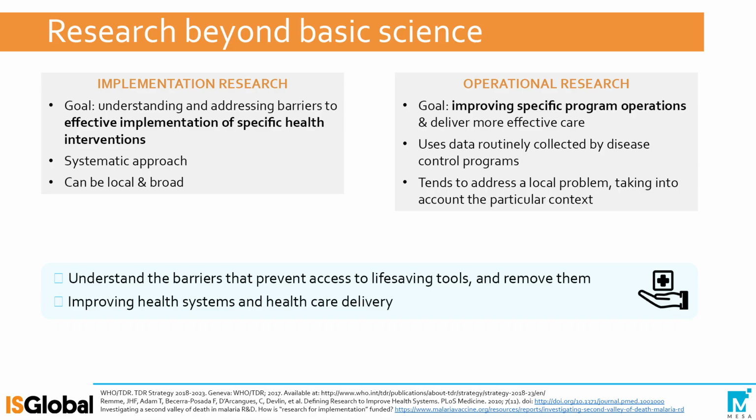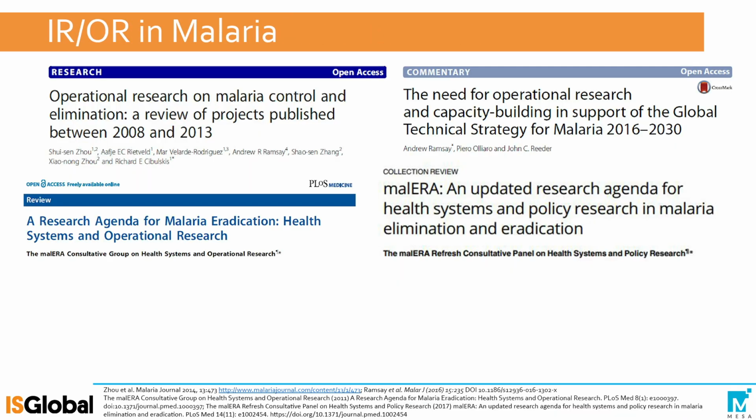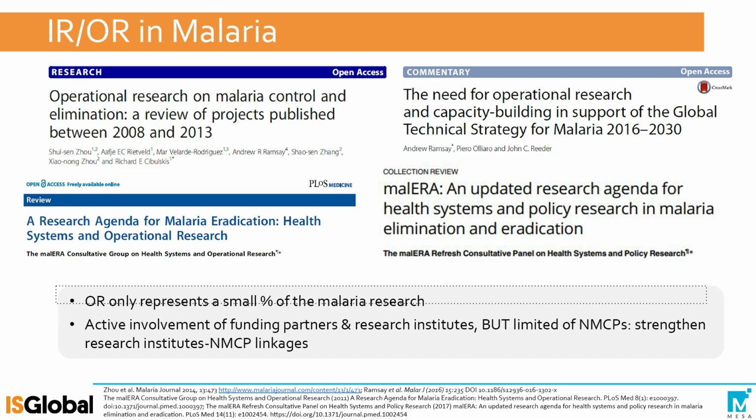In general, both of them try to understand the barriers that prevent the access to the tools that we develop to the people, and overall improve health systems and healthcare delivery. So the malaria community has picked up on the importance of this type of research, and there are review papers already highlighting the presence of this in the literature. And even in the research agenda for malaria eradication, there is an entire chapter on health systems and operational research. So this is great news. However, still OR represents a very small percentage of the malaria research that's published today.